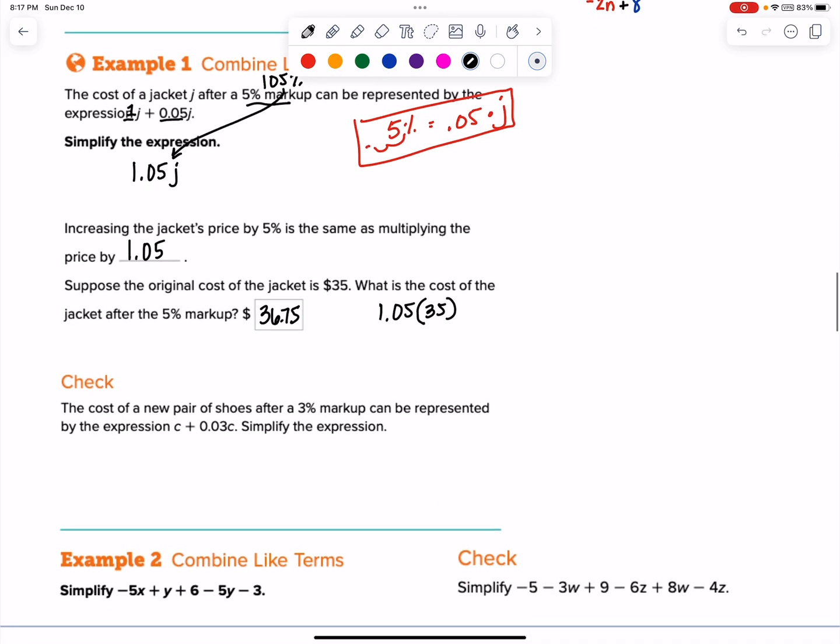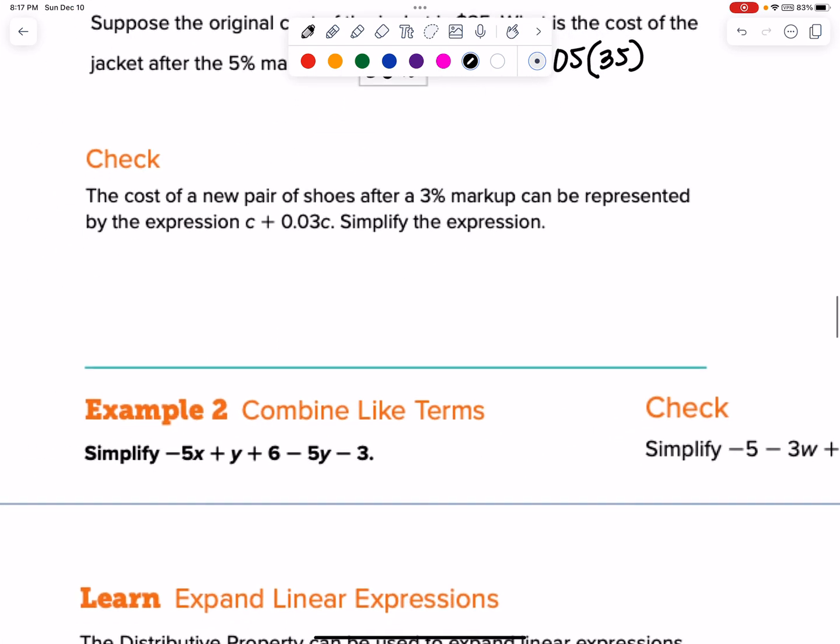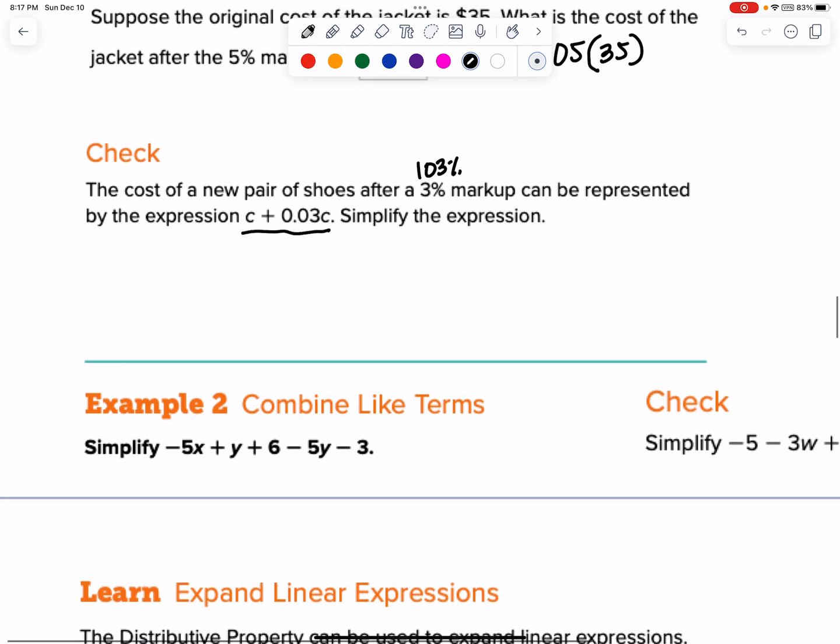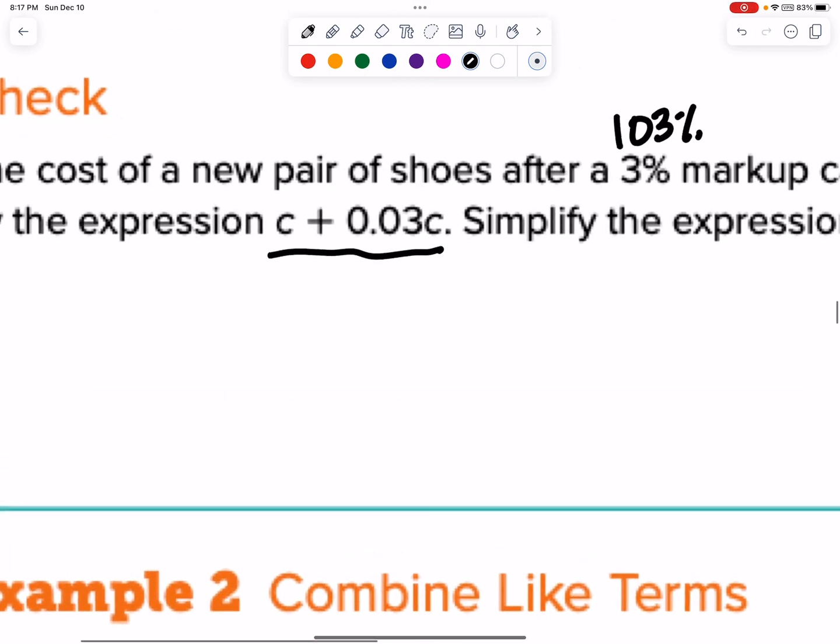Okay, so that's your process. So go ahead and try this one. You can pause and try it on your own. The cost of a new pair of shoes after a 3% markup can be represented here. We know that the trick would be to just find what 103% is, which is what we're going to get here. So let's go ahead and simplify this expression.